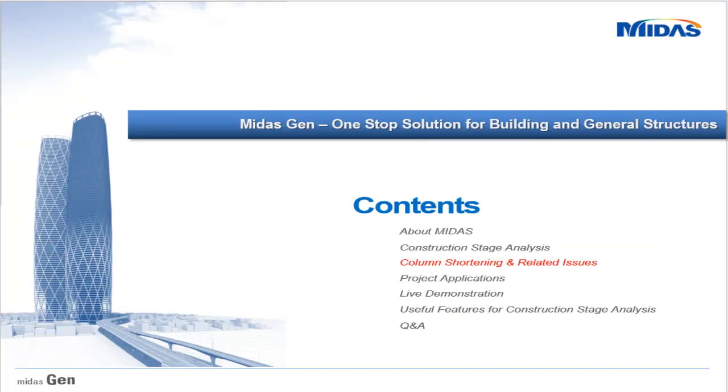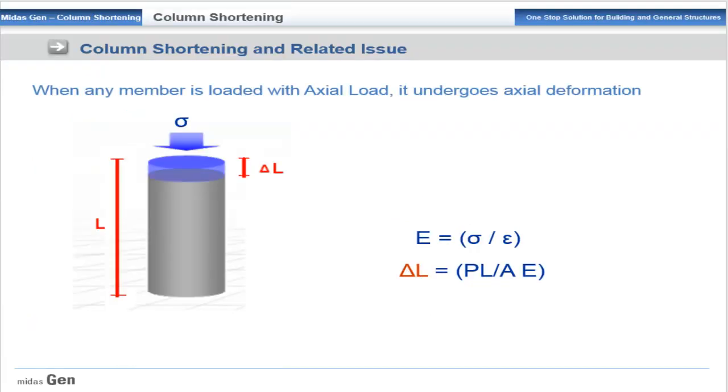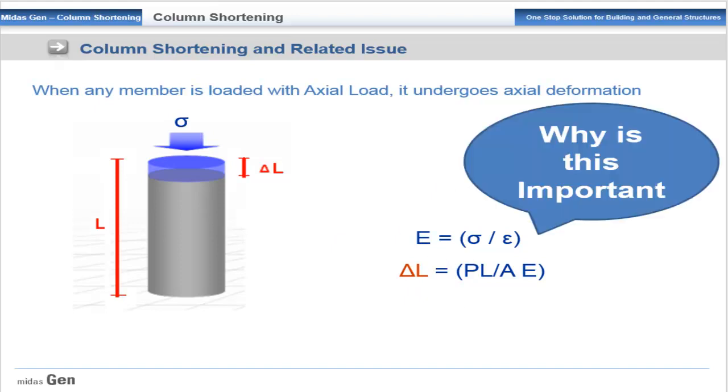That brings us to the next topic of discussion, that is column shortening and related issues. When any member is loaded with axial loads, it undergoes axial deformation, that is PL upon AE, following linear elastic strain equation. Now, why is this important?